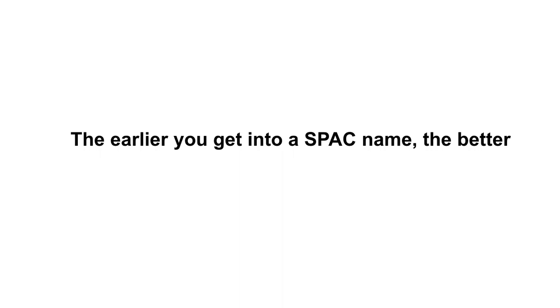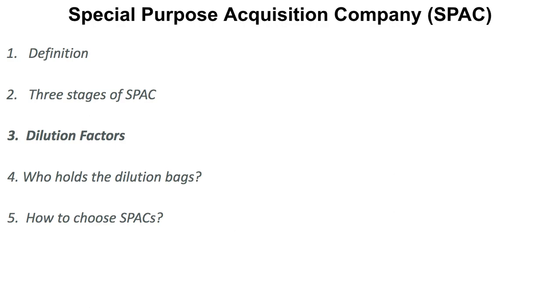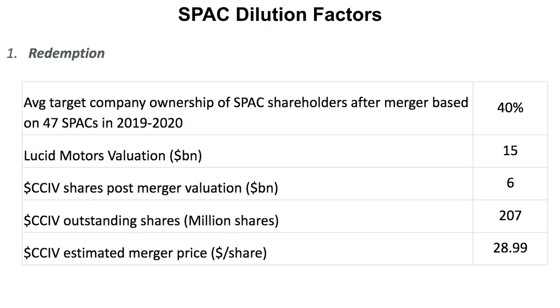So the earlier you get into it, the higher the chance the SPAC price is going to go up from there. Occasionally, we're going to see a SPAC name drop to like $9.70 or $9.90 a share, but it will barely, or almost impossibly, drop below $10 unless there's any legal issue that we don't foresee right now, for that particular SPAC. So what are the dilution factors of a SPAC name?